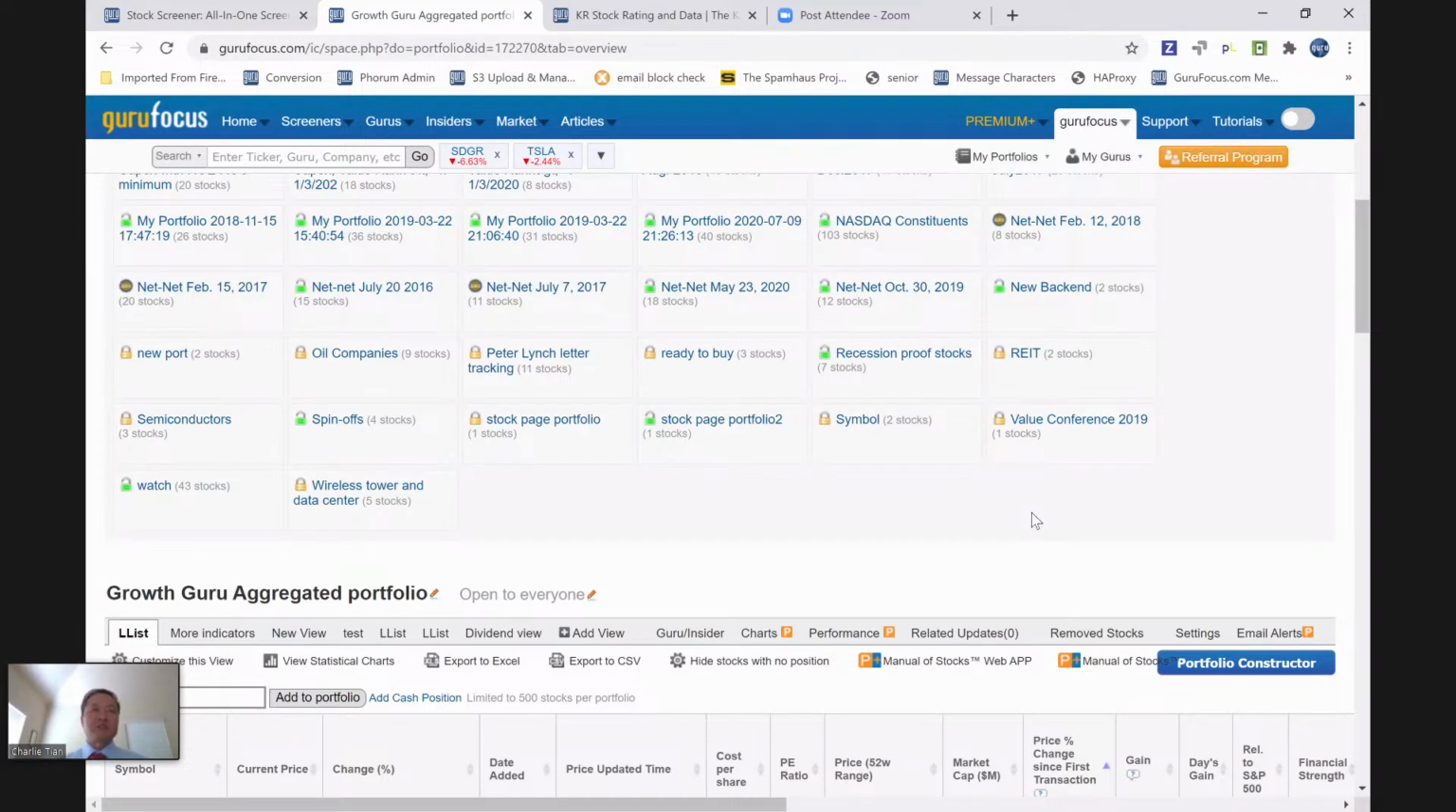That's the first thing I want to talk about: the gurus' portfolio, the aggregated gurus' portfolio. If you have questions on how to use it and where to find the portfolio of gurus, feel free to type in the comment area. I will definitely answer your question.